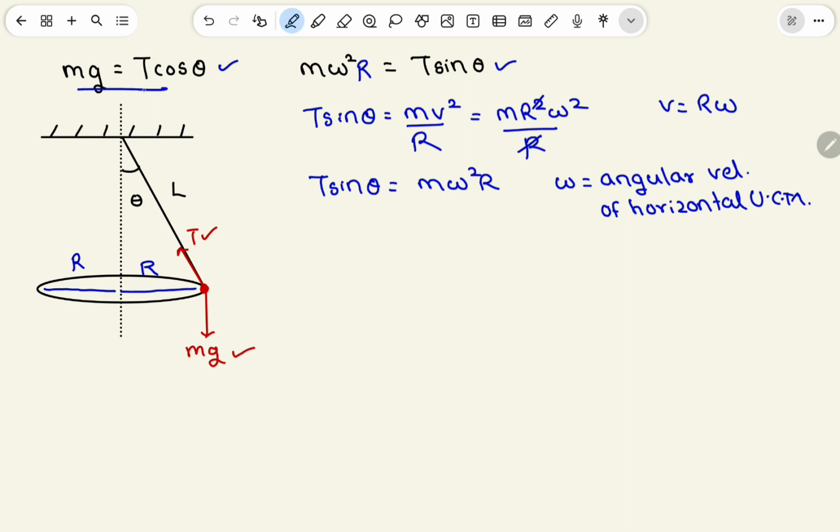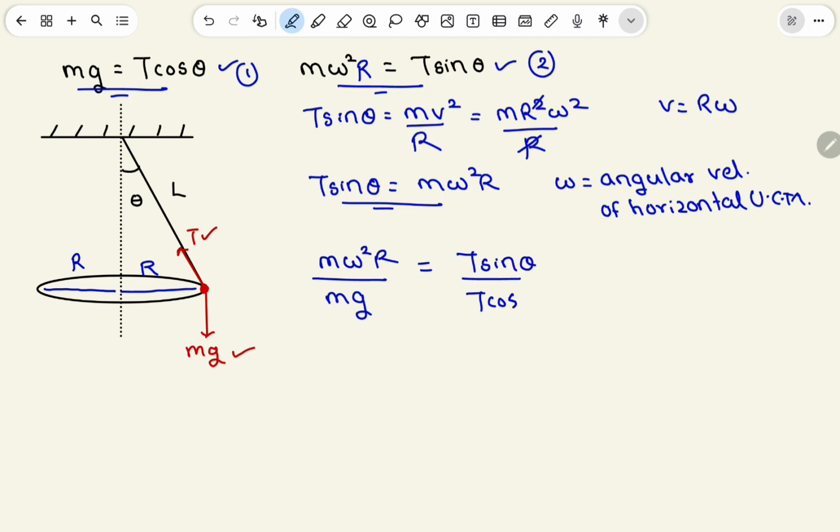So we have two equations with us. mg is equal to T cos theta and T sin theta is equal to m omega square r. Let's divide the second equation by the first equation. So we get m omega square r upon mg is equal to T sin theta upon T cos theta. m and m get cancelled, T and T get cancelled, and we have omega square r by g is equal to sin theta over cos theta.